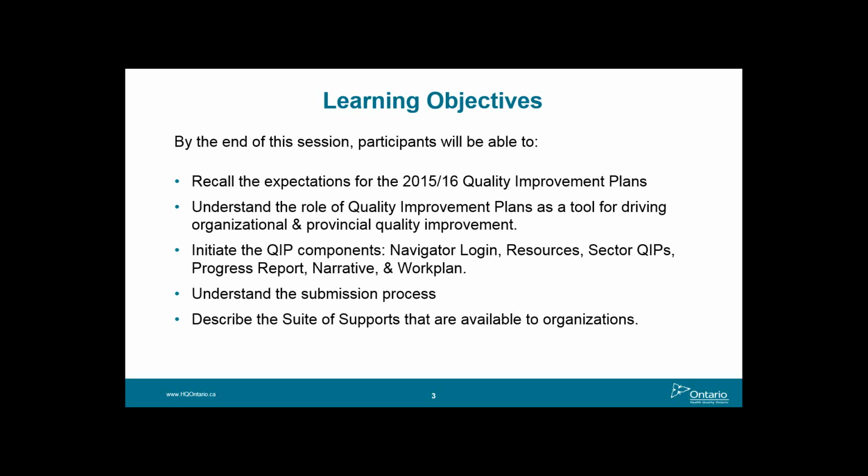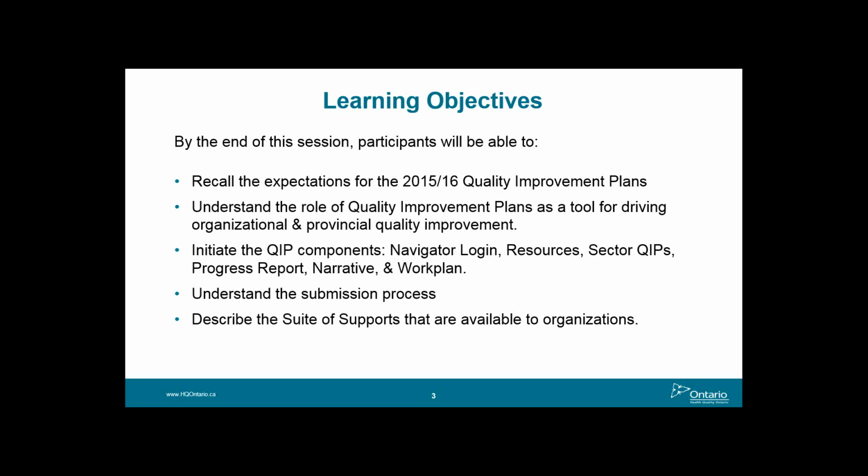So we're going to look at the overview of quality improvement planning, just a high-level overview of the priority indicators, and the components of the quality improvement plan. We will go through those first as a sort of paper exercise through the presentation, and then we will go back and reinforce those through the Navigator demonstration a little later on. Then a little run through of the HQO suite of supports, and as I said, questions and answers we certainly welcome throughout the entire presentation.